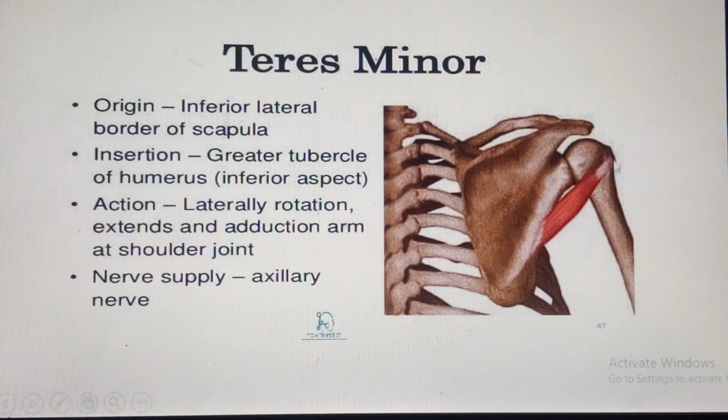Because it inserts on the greater tubercle, which is more laterally placed, teres minor is antagonist to teres major and therefore helps in lateral rotation. It also assists in some adduction, as well as extension of the arm at the shoulder joint. The key thing is that this muscle is supplied by the axillary nerve. The axillary nerve, apart from supplying the deltoid muscle, also supplies the teres minor muscle.